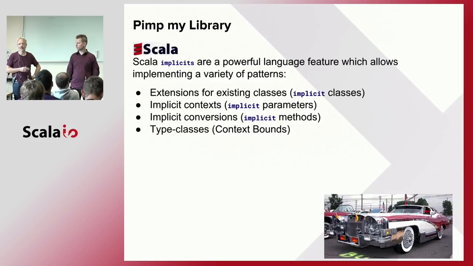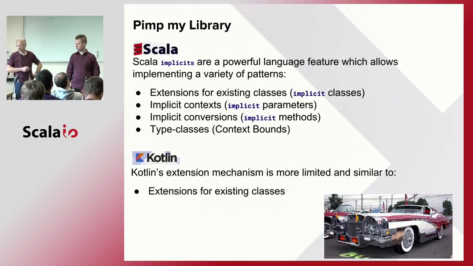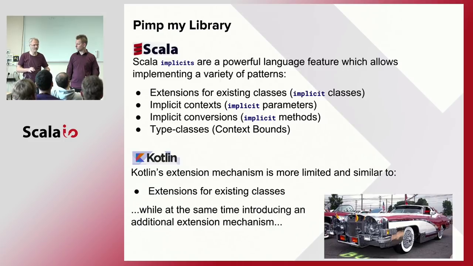Compile errors you don't understand can kind of scare you off. Might be a reason why Kotlin didn't go that far, but they did something. And what they added is extensions. So actually the first bullet we see here in Scala is what they added. And they also added something new, which we will see later on, which is hard to explain in the context of Scala because it's just not there.